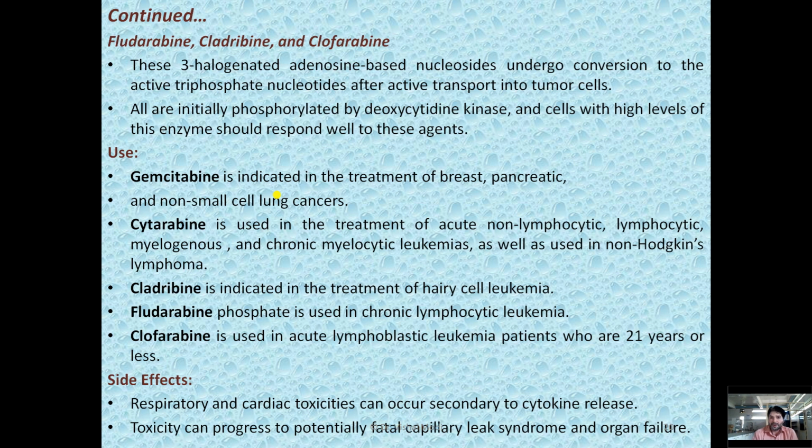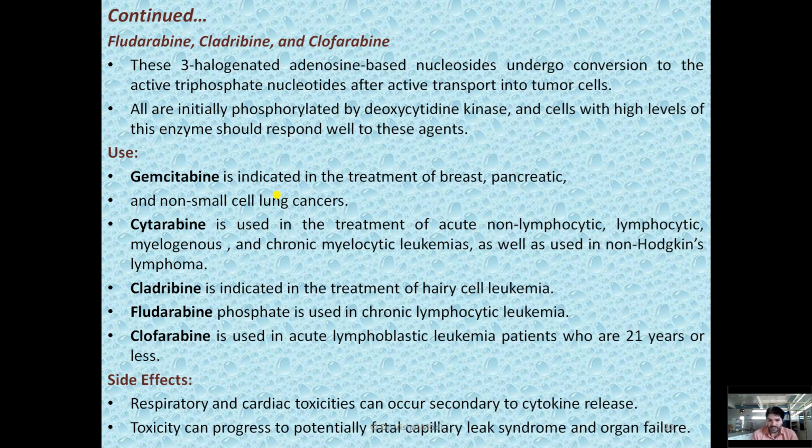Fludarabine, cladribine and clofarabine, these 3 halogenated adenosine base nucleosides undergo conversion to the active triphosphate nucleotides after active transport into the tumor cells. All are initially phosphorylated by deoxycytidine kinase, and cells with a high level of this enzyme should respond well. Now, gemcitabine is indicated in the treatment of breast, pancreatic and non-small cell lung cancers.